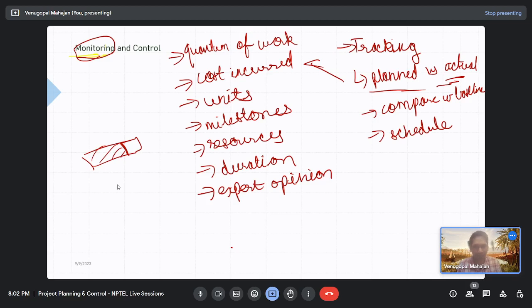Now, when to use which way of comparing planned versus actual: when to use quantum of work, when to use cost incurred, when to compare with units or milestones. This comes down to what stage of planning, or what level of planning, macro level or micro level. How should you track, how should you compare plan versus actual? This week's assignment questions are related to this only, levels and basics. I think you will be able to do it. If not, we will see it in the next session. Okay, sir.